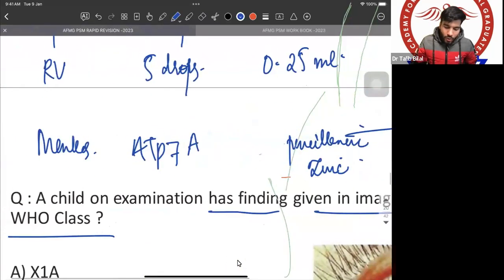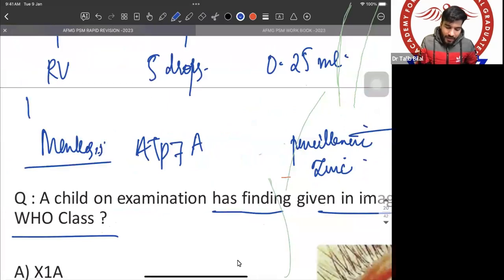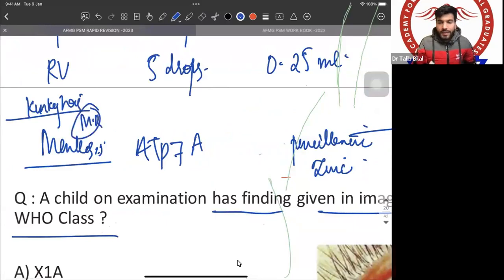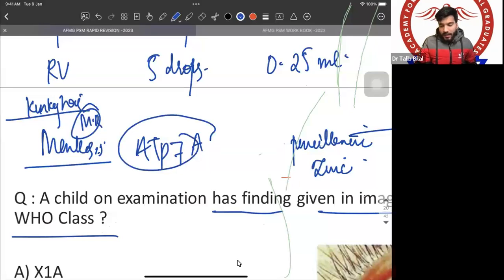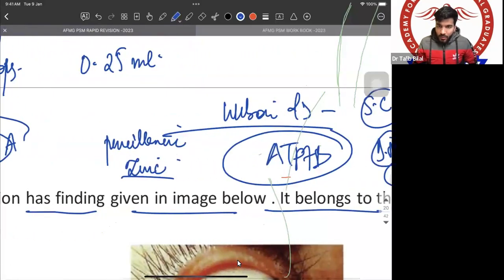Okay, if there is a decreased copper, guys, that is Menkes disease. The patient will have kinky hair. What will the patient have? Kinky hair. Along with that, the patient will have mental retardation. So kinky hair and mental retardation are features of Menkes disease. Then ATP7A and B. Wilson is again a favorite question, guys.